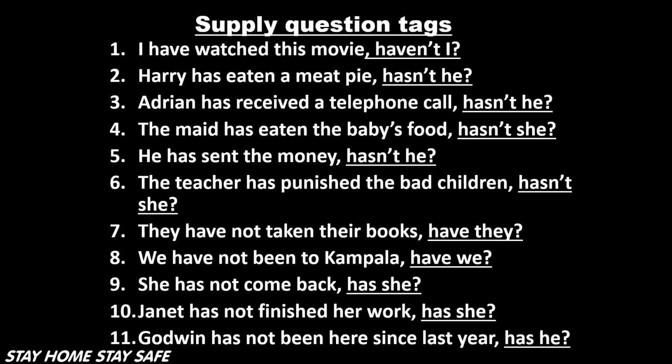Here we are supposed to add the question tags. We said that when the statement is in affirmative, the question tag is in negative. When the statement is in negative, the question tag is in affirmative. Remember also we said that the statement is separated from the question tag by a comma, and at the end of the question tag you're supposed to put a question mark. And we say that the question tag begins with a small letter.